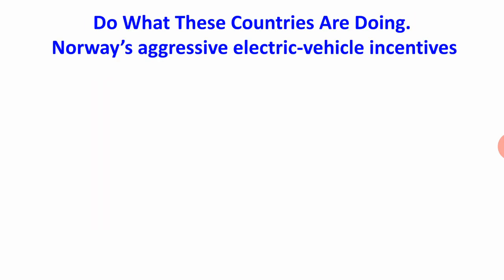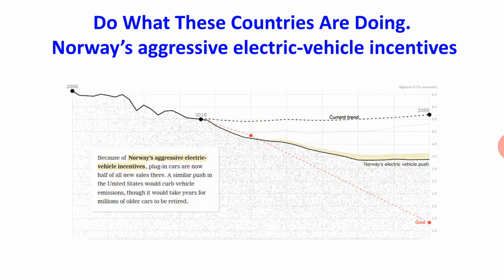The second one, what these countries are doing. Norway has aggressive electric vehicle incentives to reduce the carbon emissions from automobiles. So if they go with electric vehicles, this is the amount of carbon emissions we can reduce. The first one, we are implementing the carbon taxes. The second one, we are generating the electricity through zero carbon emissions. And the third one, we are talking about electric vehicles, so that we can reduce the carbon emissions.